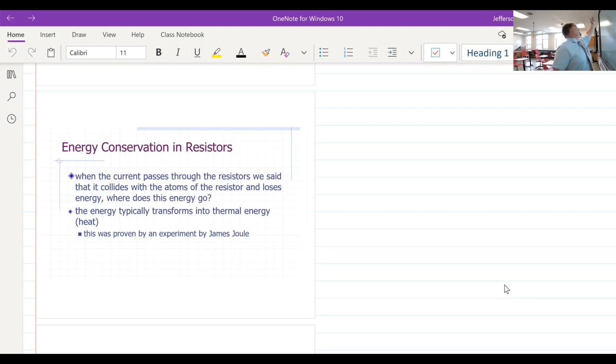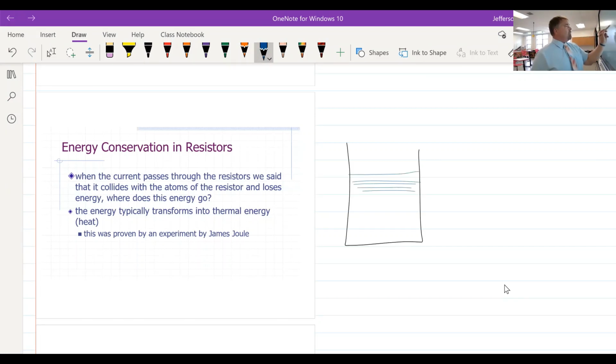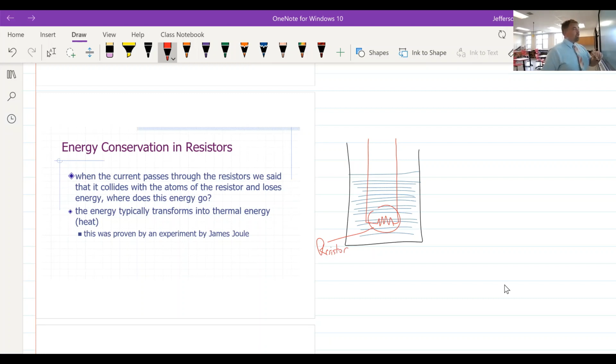It was originally discovered in an experiment by James Joule, who proved where this energy went. Again, this is not something you want to try at home, but he took a jug of water or a beaker of water, and inside he immersed a resistor. This is our symbol for resistor. We'll talk about that later on. But this is going to be a resistor, something that will resist the current traveling through.